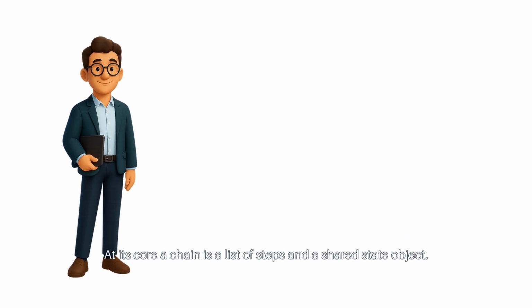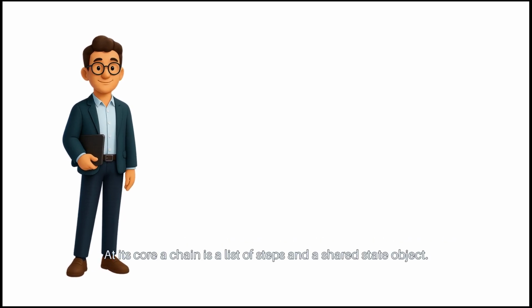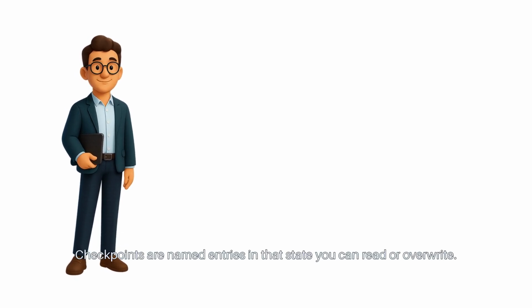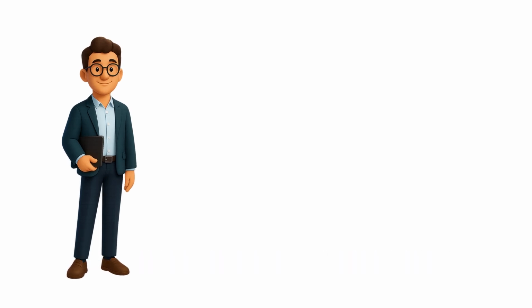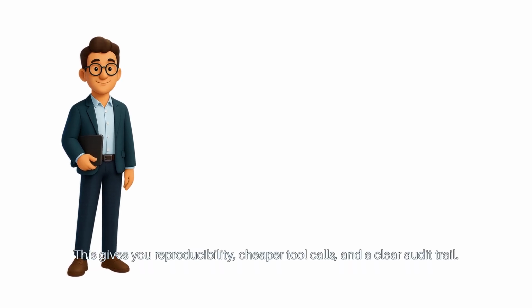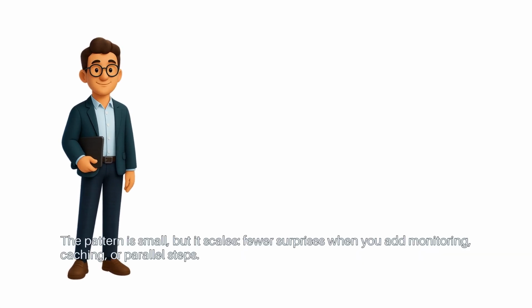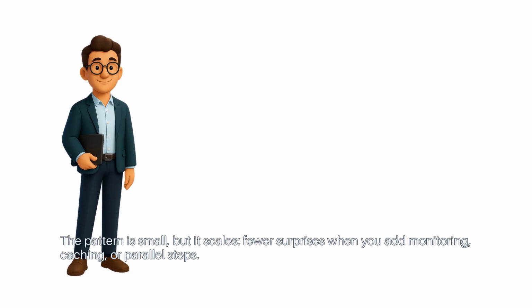At its core, a chain is a list of steps and a shared state object. Checkpoints are named entries in that state you can read or overwrite. This gives you reproducibility, cheaper tool calls, and a clear audit trail. The pattern is small, but it scales. Fewer surprises when you add monitoring, caching, or parallel steps.